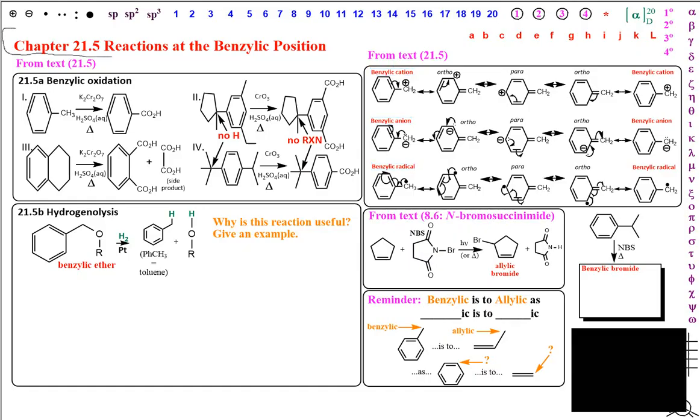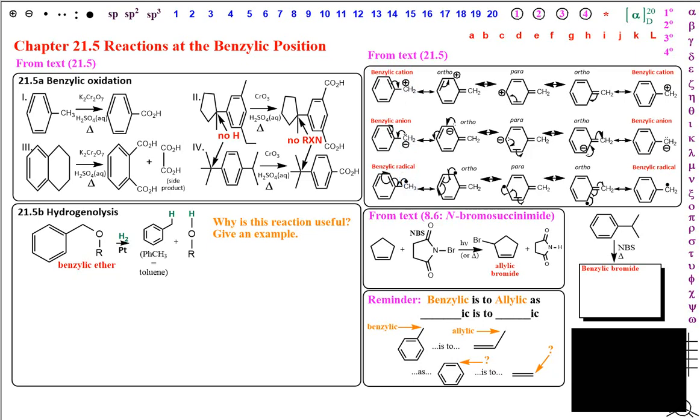In this video, we're going to explore reactions at the benzylic position. Recall that the benzylic position is that which is one away from a benzene ring. Straight from the textbook, section 21.5, we see that that position is special in that we can generate a cation there fairly easily, an anion there fairly easily, or a radical there very easily.